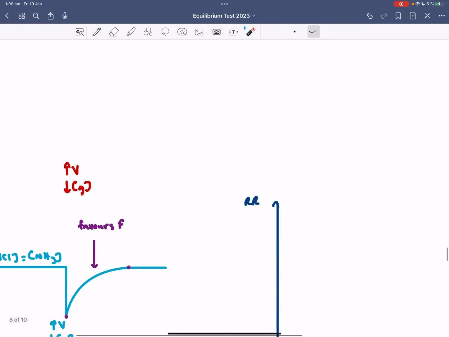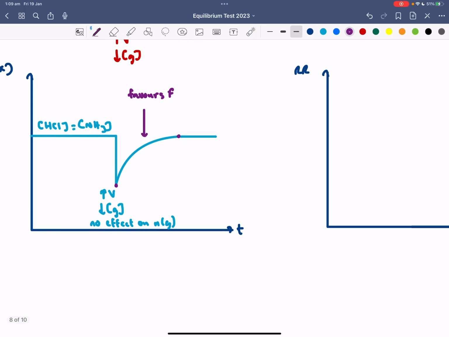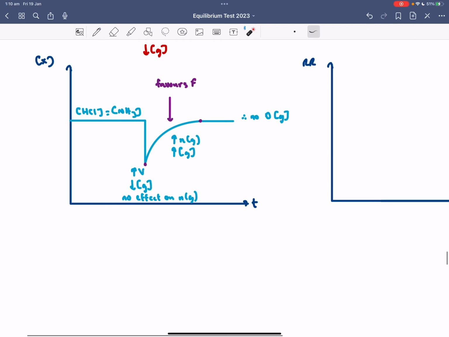So if you favor the forward reaction, what you need to understand is you are actually increasing the number of moles of gas by favoring the forward reaction. And if you increase the number of moles of gas, that's what caused an increase in the concentration of gas species. And that's why at the end of the day, therefore, there was no change in the concentration of any gas species. So what I'm trying to say is this. The concentration of gas went down and came back up to what it was, which means that at the end of the day, the concentration of HCl and the concentration of NH3 is unchanged.